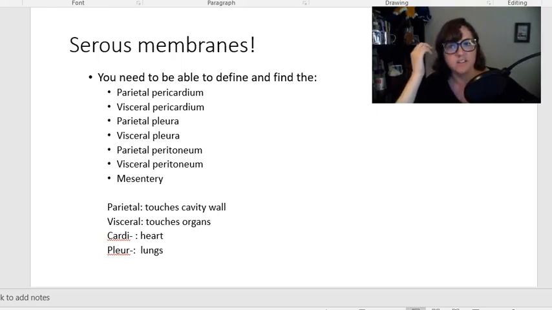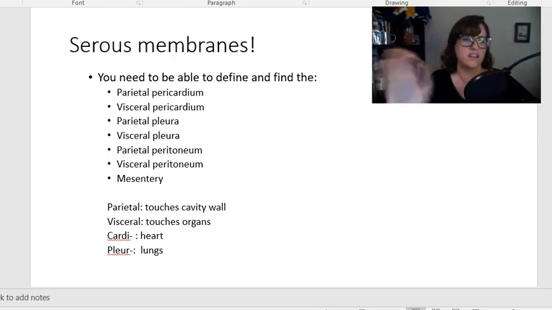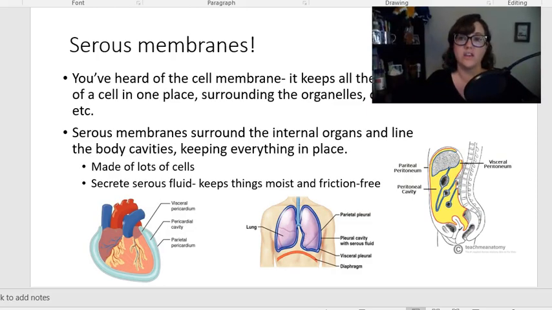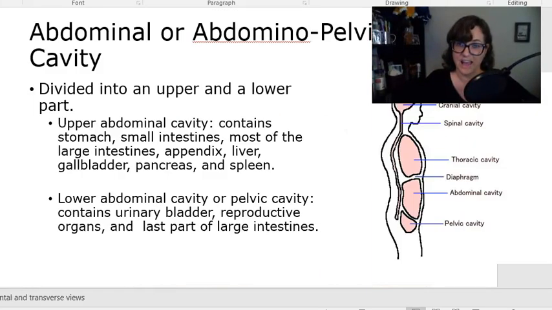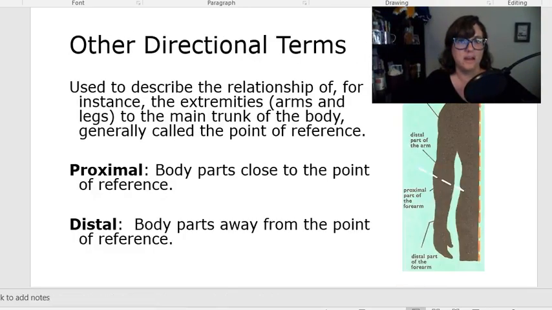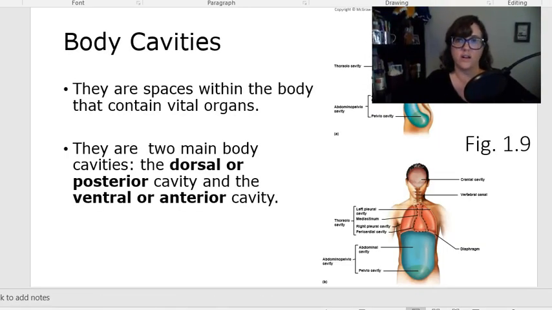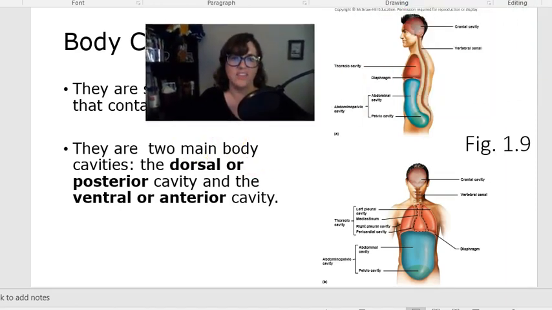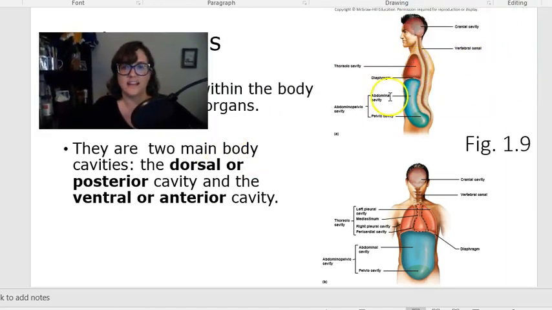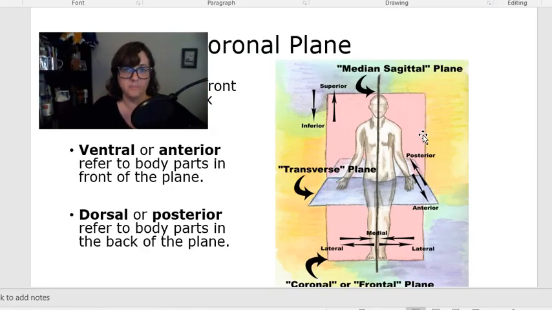Because really, medical science has only been around for a very small part of history, so there's no way we know everything yet. But now you know everything that you need to do the lab for this class. You know all about your body cavities, the major ones being the cranial, the thoracic, and the abdominopelvic. You know your terminology for getting around the body. You know your planes, the sagittal, the transverse, and the coronal planes.